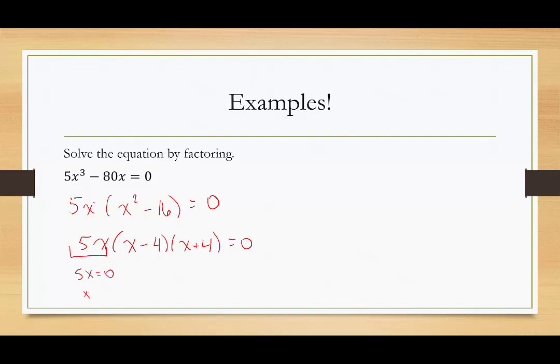You can divide both sides by 5, but because of the zero factor property, it has to be 0. x has to be 0. Then here we have x minus 4 is equal to 0. Add 4 to both sides and we get x equals 4. And then here we have x plus 4 is equal to 0. Subtract 4 from both sides and we get x equals negative 4.